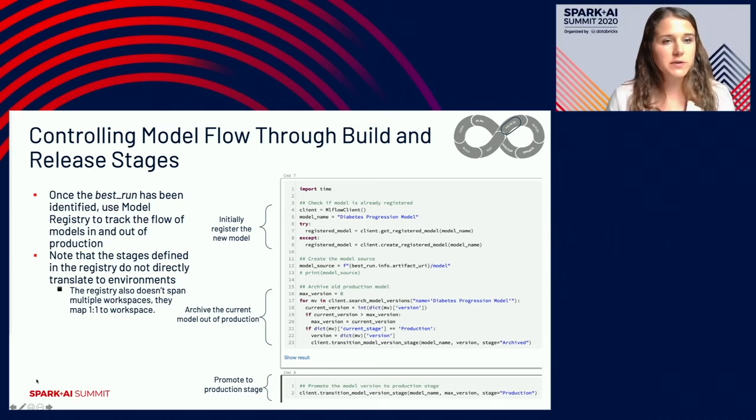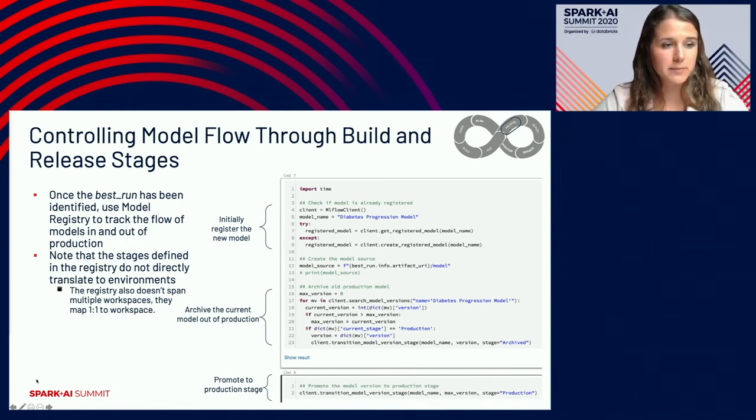So what this code is doing at a really base level is it's initially registering this new model, saying, all right, I've selected my best run. I want to register it as the one that's going to be targeted for production. I'm going to archive the current model that's in production. So again, if this is going to be promoted, this is going to take the model that's in production now and tag it as archive and then flip.